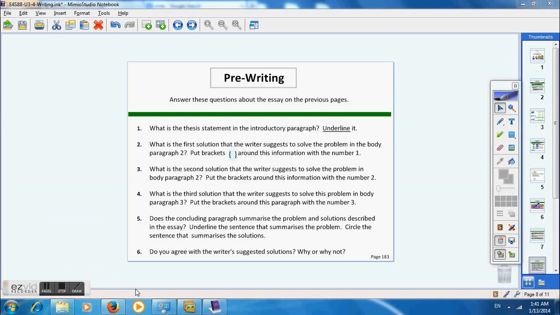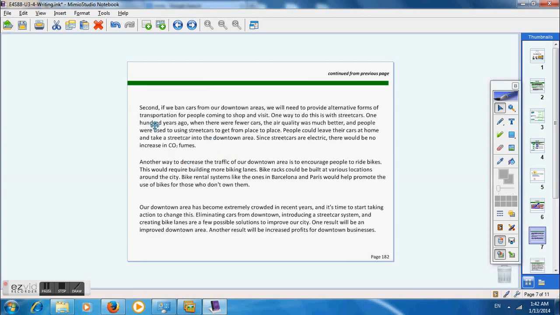Question 3. What is the second solution that the writer suggests to solve the problem in body paragraph 2? Put the brackets around this information with the number 2. So this is your cue. You have second. Okay, here. Okay, so we end here.